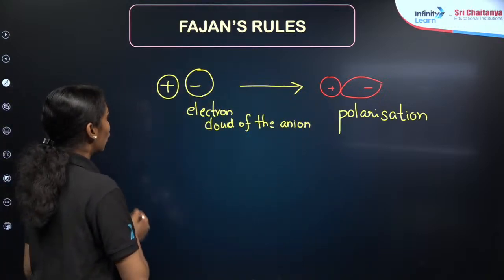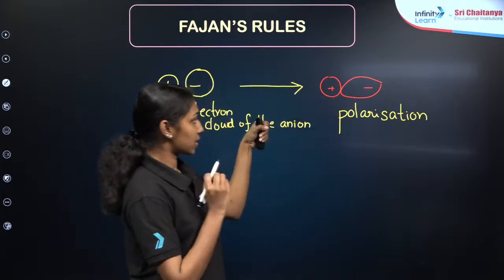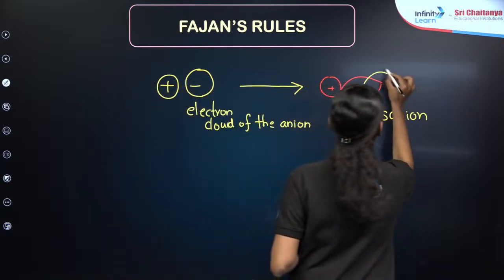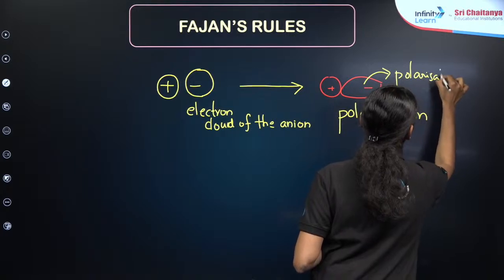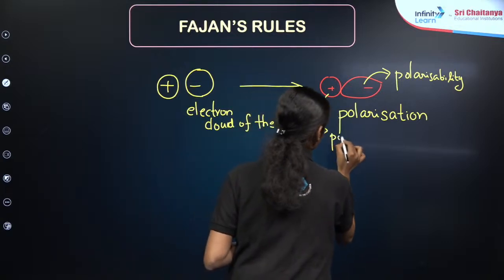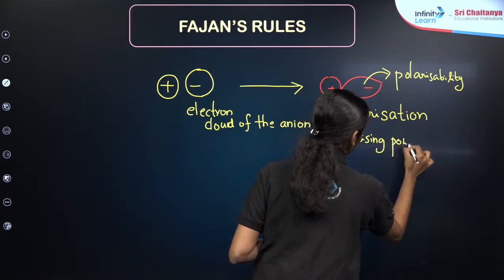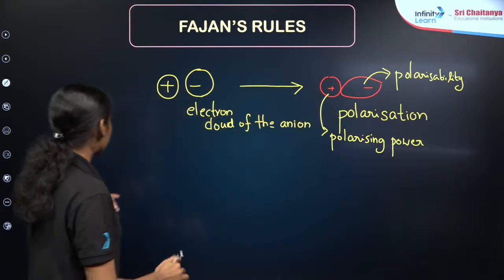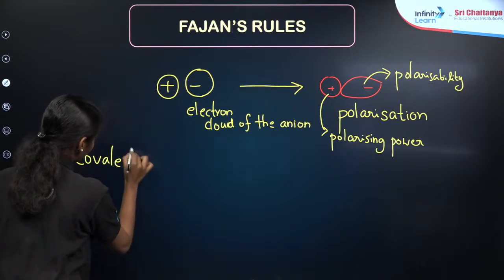Fine? Okay, this is the process of polarization, which means that the cation has the ability to distort the structure or the shape of the negatively charged anion. Similarly, this ability of the anion to change its shape is known as polarizability. Then the cation has the polarizing power, right? So, in the case of an ionic bond, covalent character is experienced. This covalent character of the ionic bond is explained by Fajan's rule.